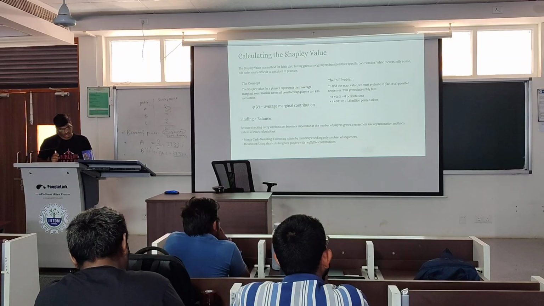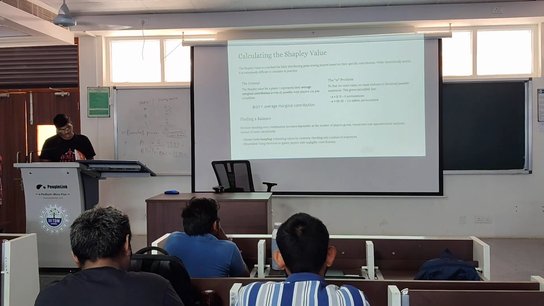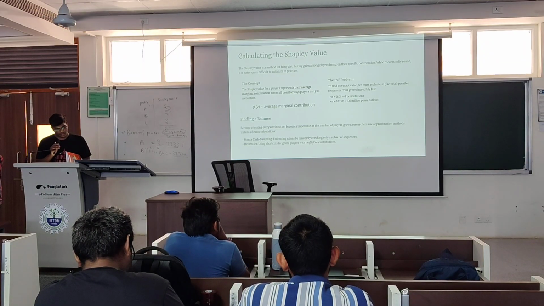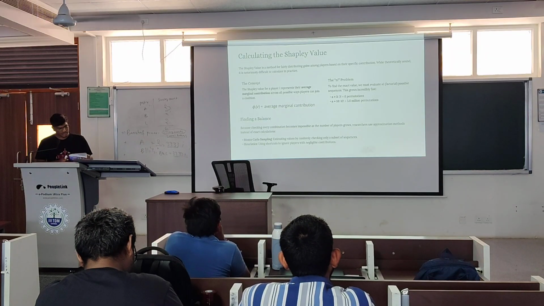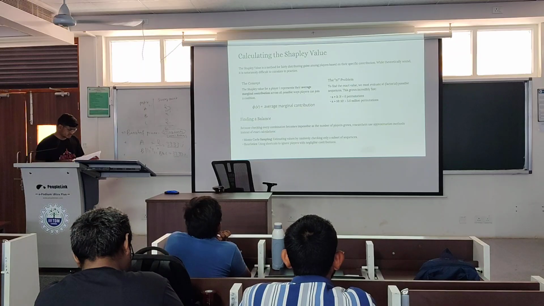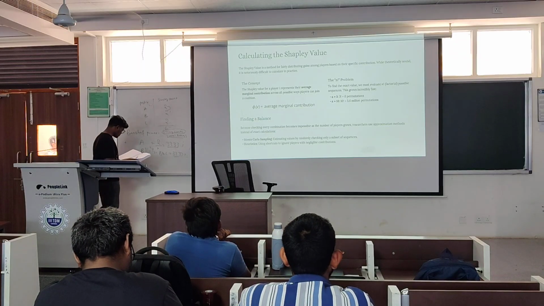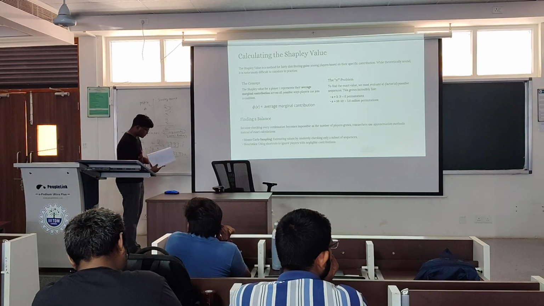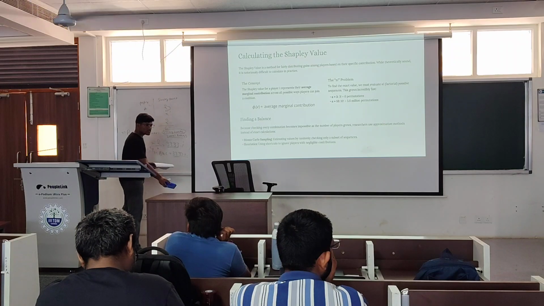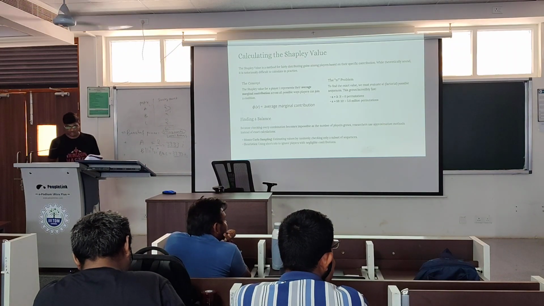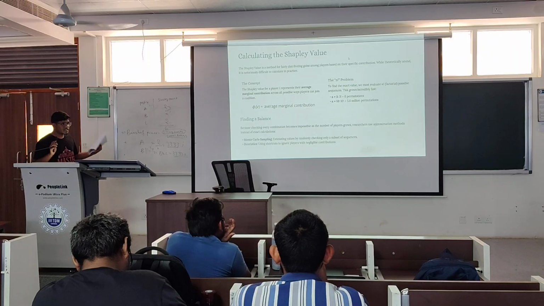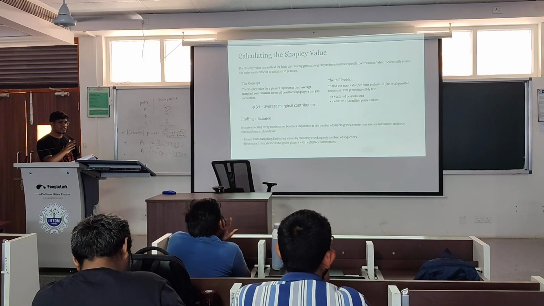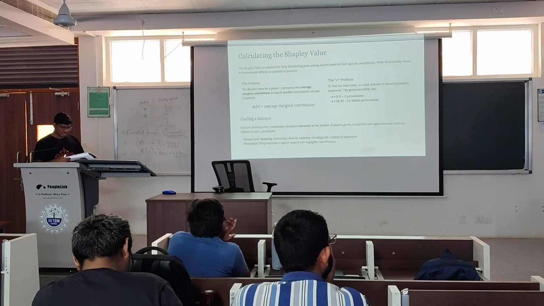Calculating the Shapley value. The Shapley value for player i represents their average marginal contribution across all the possible ways, orders of joining, like A to B, B to C.